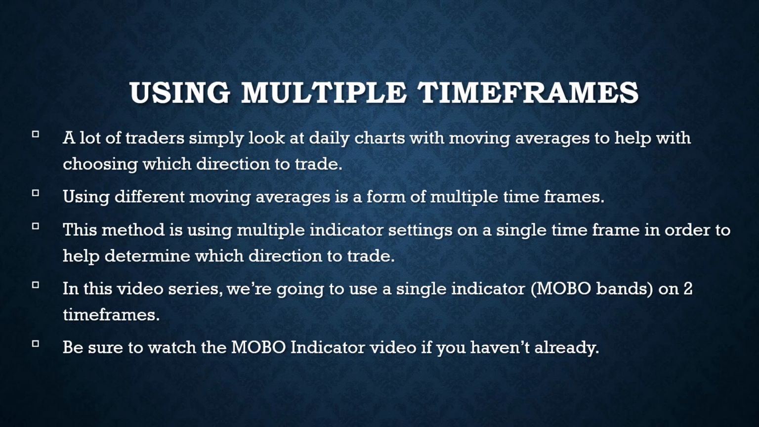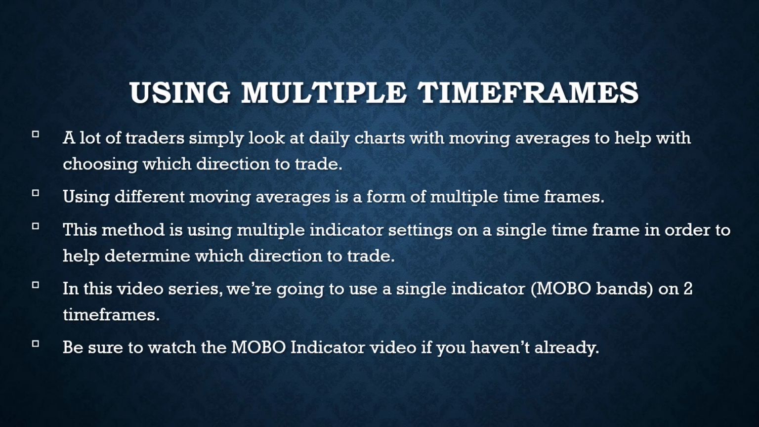So using different moving averages is a form of multiple time frames, but if you're trading above the 200-day moving average, maybe you want to trade more in the long direction. That's something. But when you're trading short term, especially trading directional options, buying calls and puts, you need something more than that to be consistently profitable.